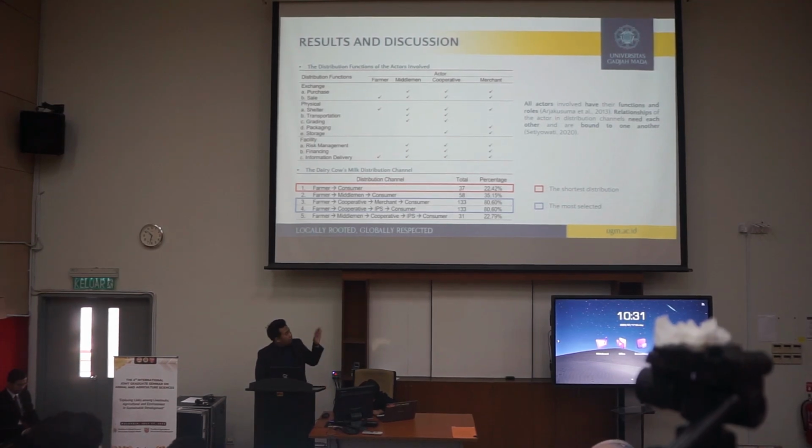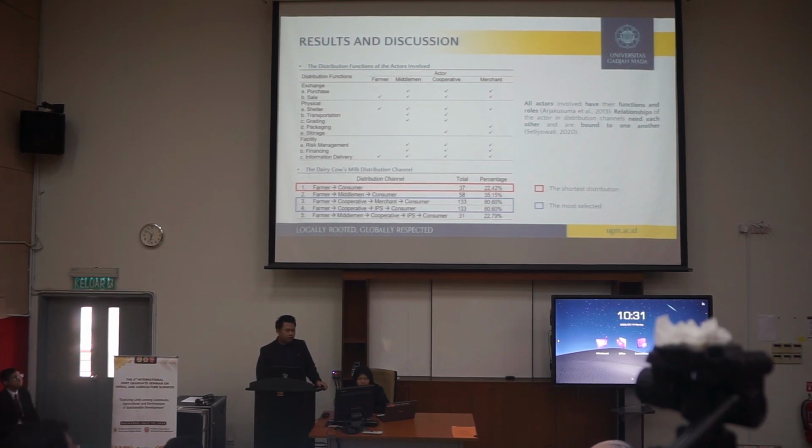And as you can see in front of you on the bottom, it's a dairy cows milk distribution channel. There are 5 milk distribution channel in Yogyakarta and Jawa Tengah, but the shortest one is on the red box because the farmer directly sell the milk to the customer, and the blue box is the most selected distribution channel by the farmers.